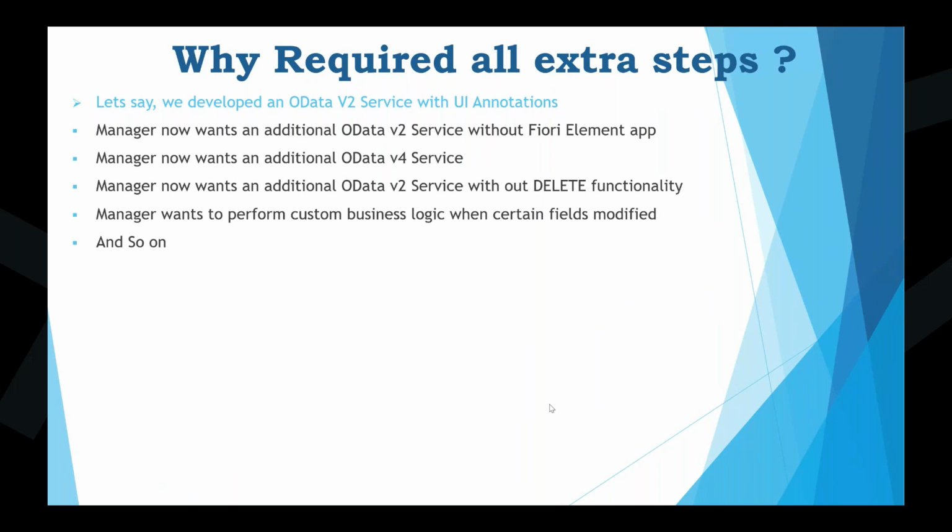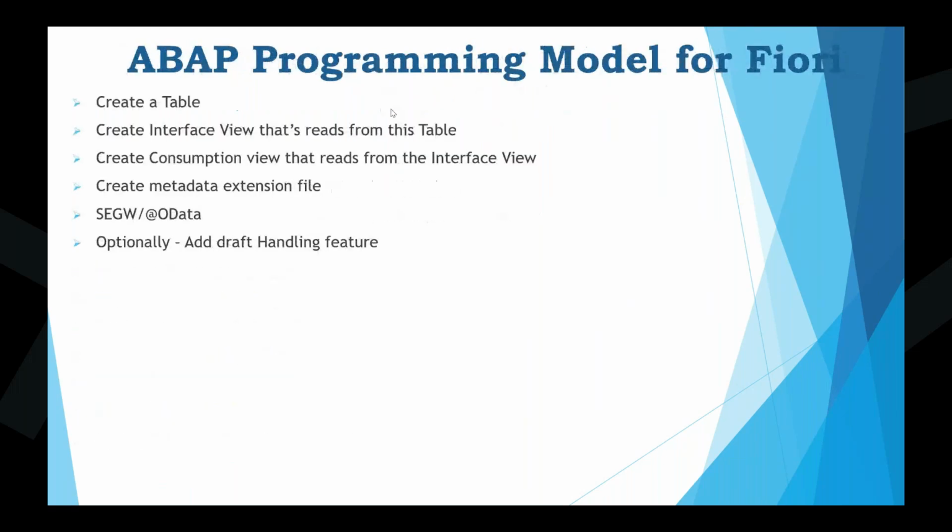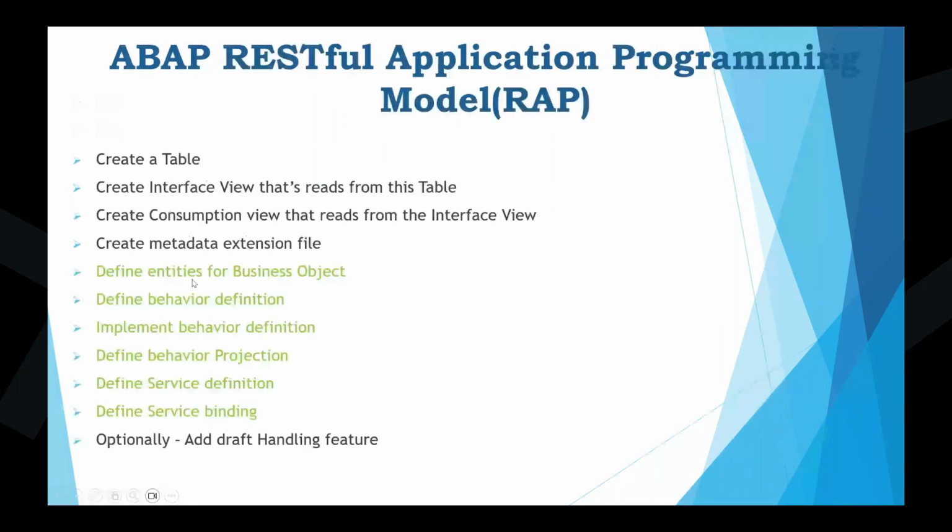Let's say we developed an OData service using V2 with UI annotations. Now your manager or client says, hey, I don't want V2, use OData V4. In the old approach, I would have to develop from scratch. Whereas with the new approach, there is nothing to develop from scratch. You just create another service binding with the OData V4 version, and that's all. Is it an advantage? Now tomorrow OData V6 has come.